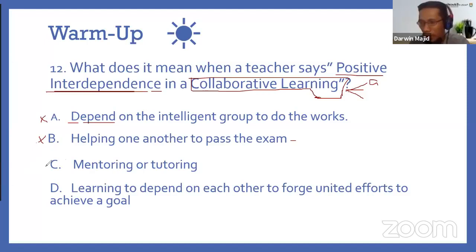Okay? So, mentoring and tutoring. Itong dalawa ngayon ang pag-iisipan. Mentoring, tutoring, interdependence, interaction, and depending on each other. Tama po? Okay. Ngayon, tingnan natin to. Learning to depend on each other to forge united efforts to achieve goal. Each other. Mabigat yung ano, sir. So, mas mabigat yung letter D.